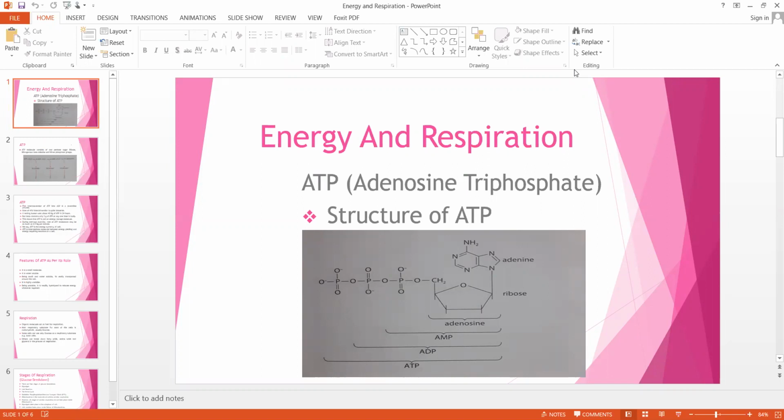So we started with the topic of energy and respiration, and we had just two previous lessons about it. Today, I will review a bit of the previous lessons and then add a few more points. So if we look at energy and respiration, once again, we say that energy is required for all the reactions taking place inside the cell, and we cannot think of our survival without energy.